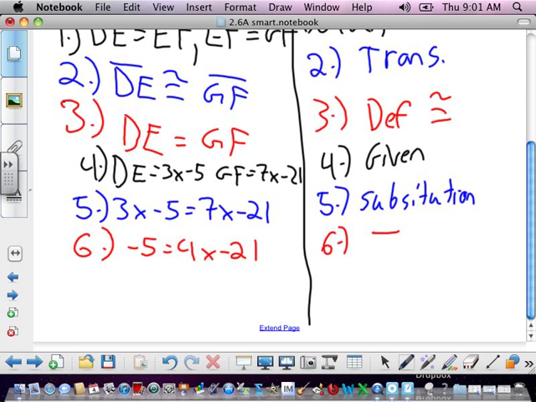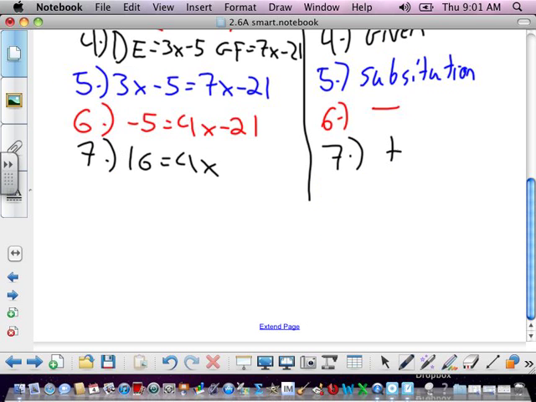Then we're going to do what? Add 21 to both sides. What's next, guys? Division. And what is my final step that I probably want to do? Yep, symmetric.